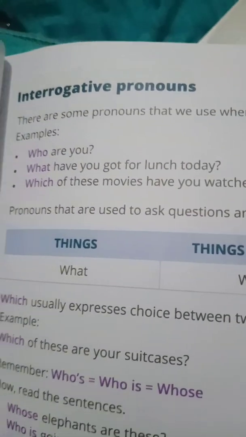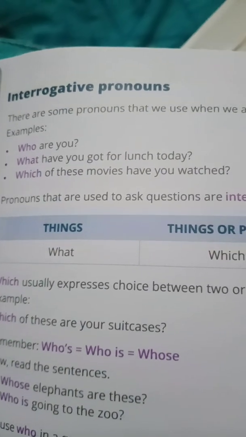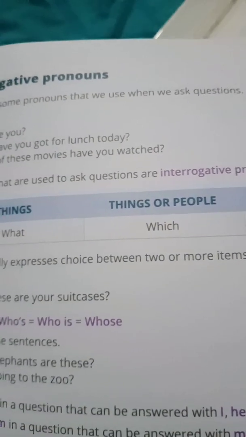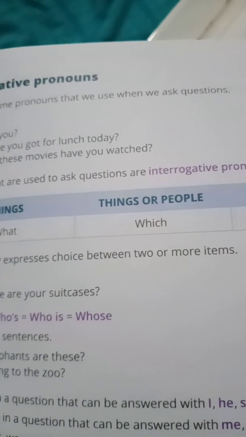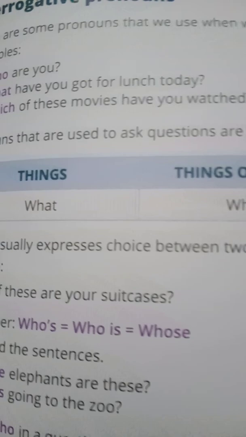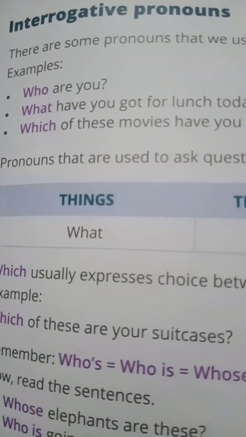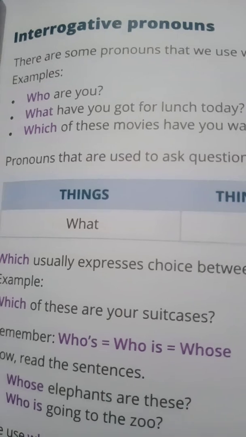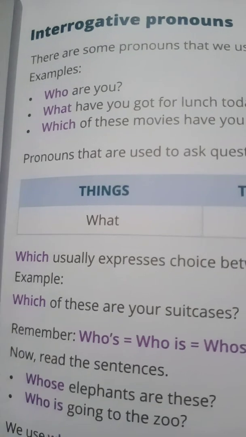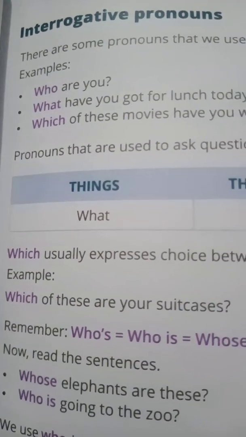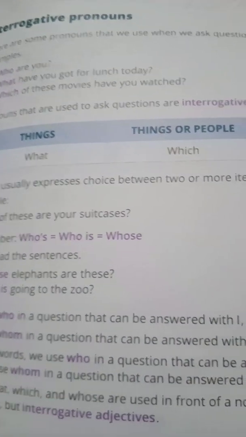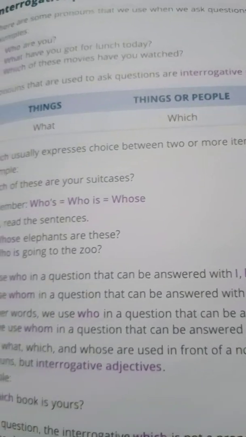The next one is interrogative pronouns. Now, as the name suggests, these are the pronouns that we use when we ask questions. Interrogative words are always used in the context of asking questions. Examples: who are you? What have you got for lunch today? Which of these movies have you watched? Now you will notice here the words who, what and which. These are the interrogative pronouns. So the pronouns that are used to ask questions are called interrogative pronouns.